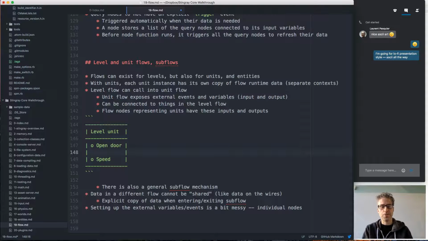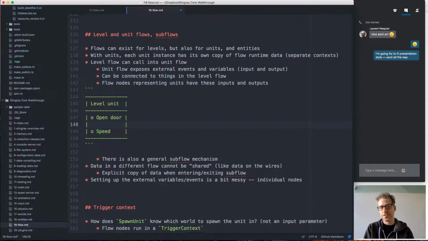Now, inside the unit flow, we cannot reference the level flow because this unit might be used in several different levels, and there's no way for us to store a permanent reference to the input data that is connected here. So when we're calling between different flows, we actually do have to copy the data. So we have to take some care when calling into subflows from a parent flow.